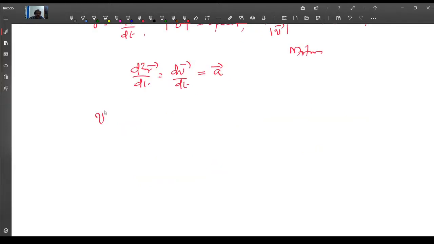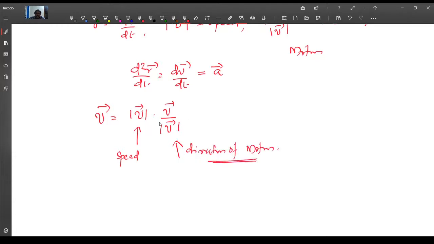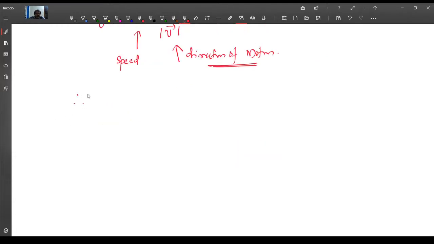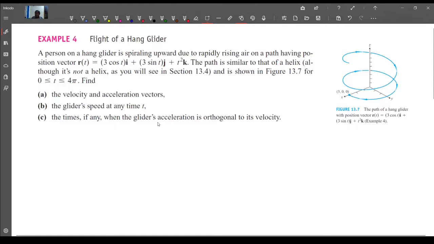So that is equal to the acceleration a. We can write v as v is equal to modulus of v into v by modulus of v. So modulus of v is the speed, and this is the direction of motion. This is a unit vector. Therefore, velocity is equal to speed into direction of motion. Now we can do this problem.